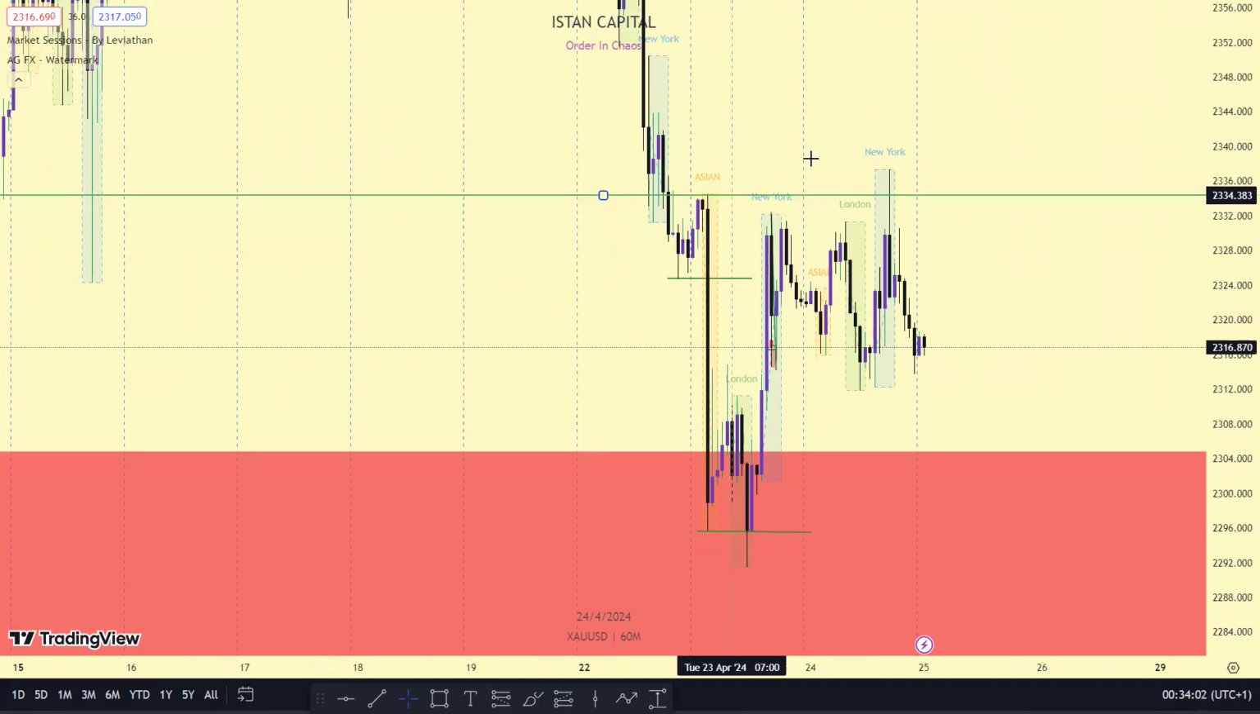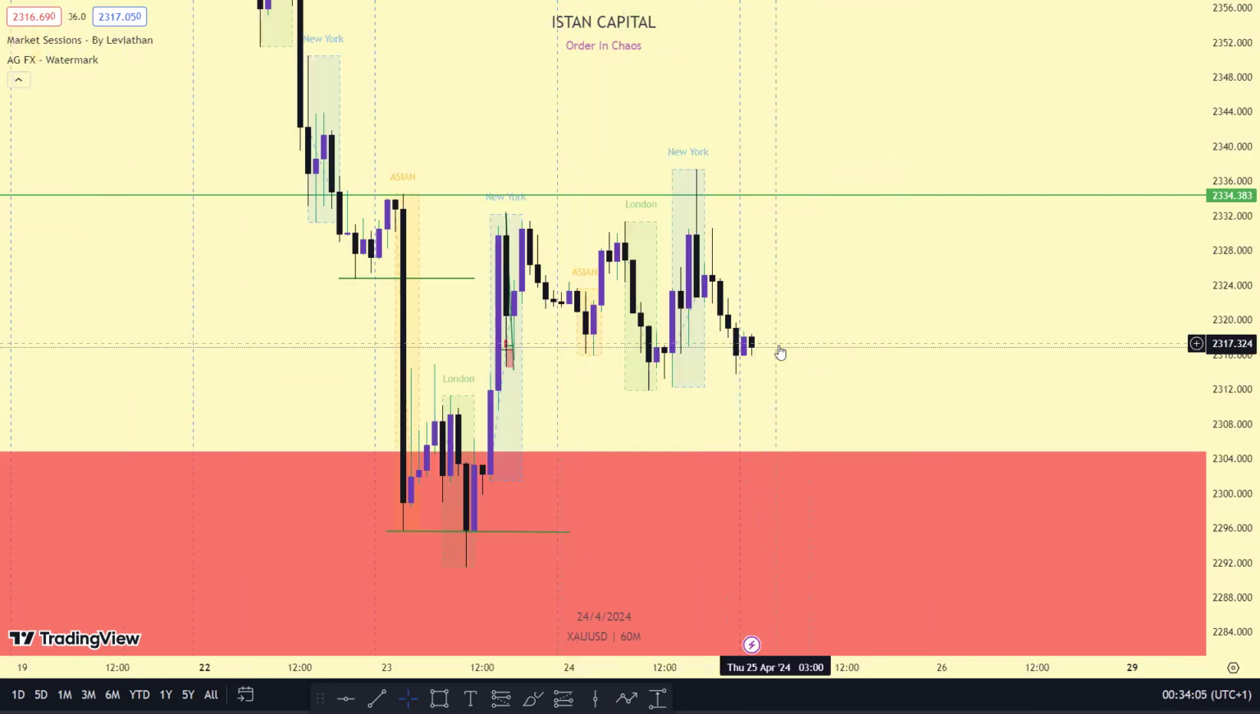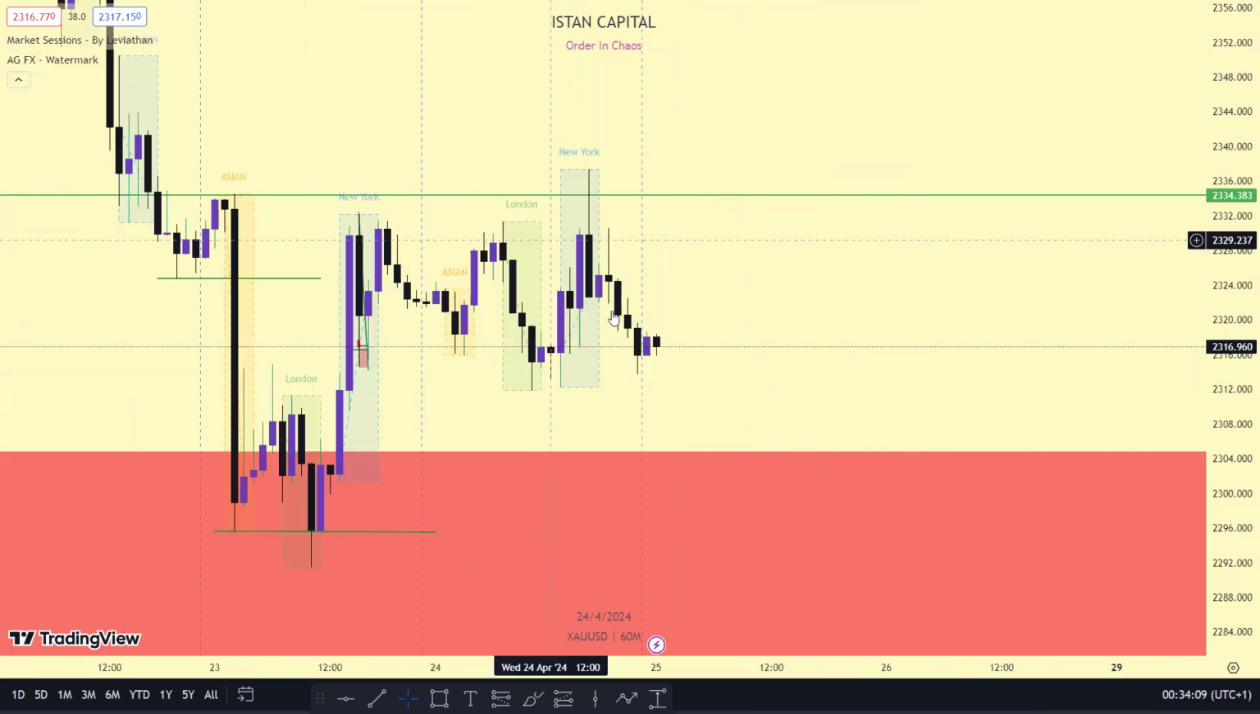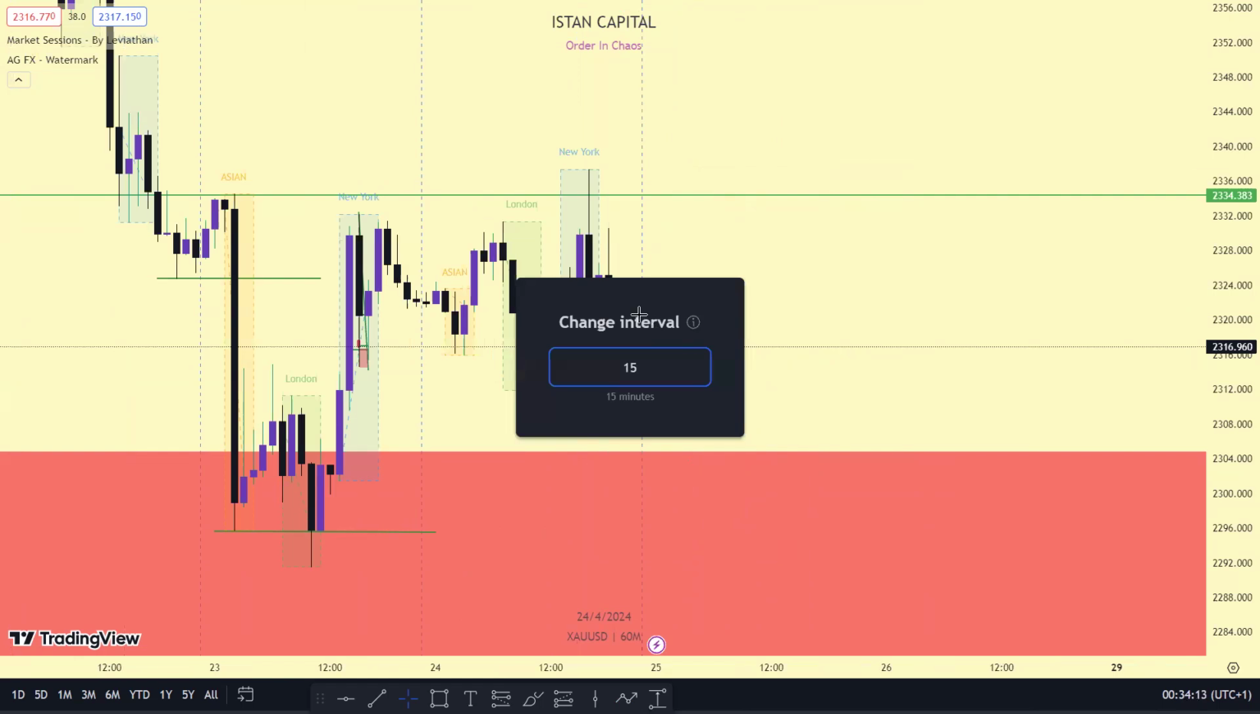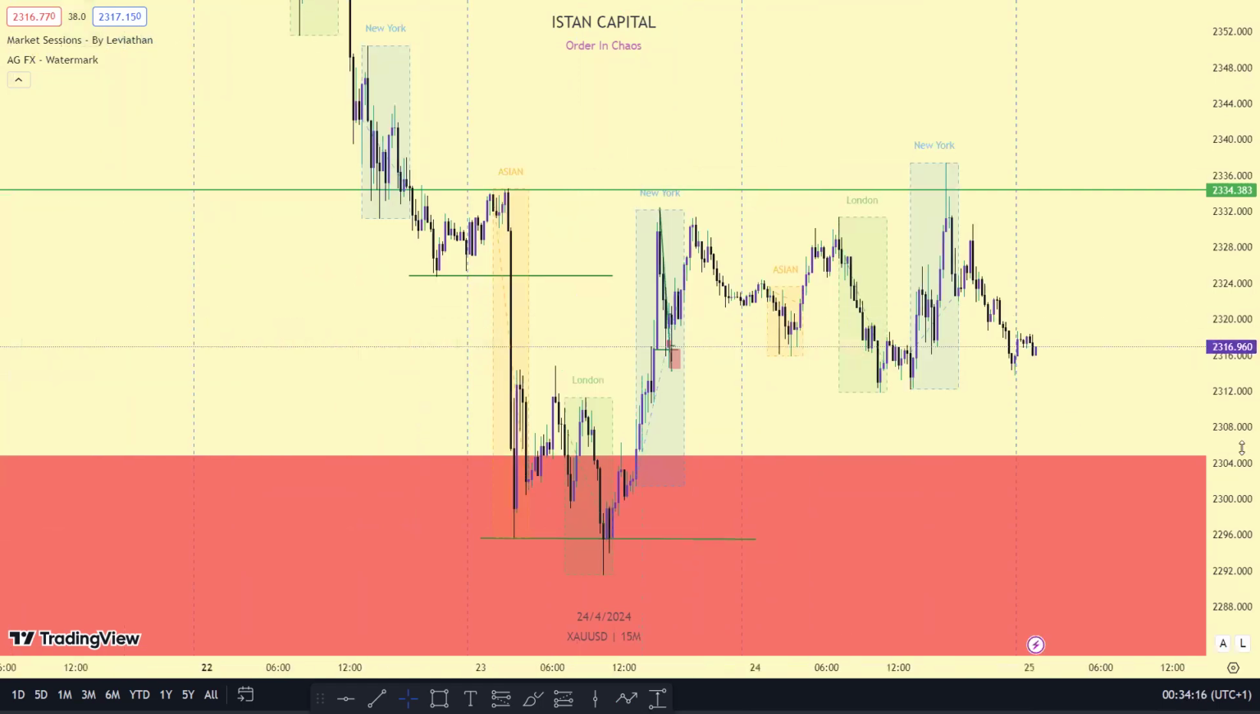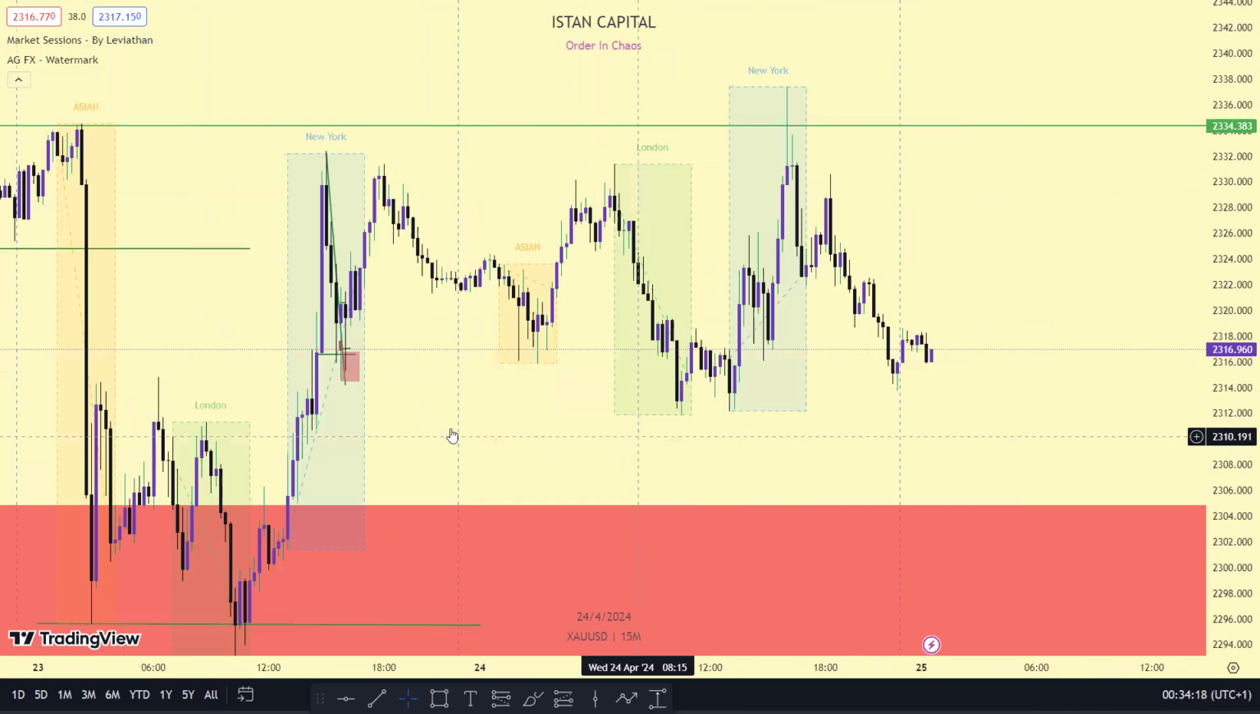So this could be my draw on liquidity if I was getting a buy. I went down to the 15-minute time frame looking for the same thing.